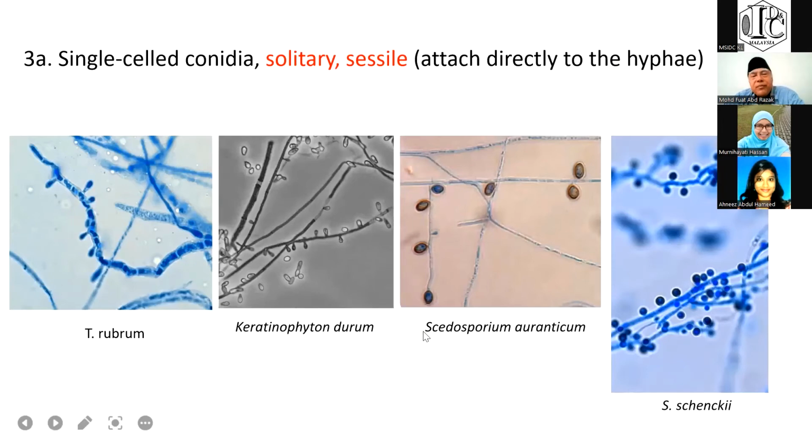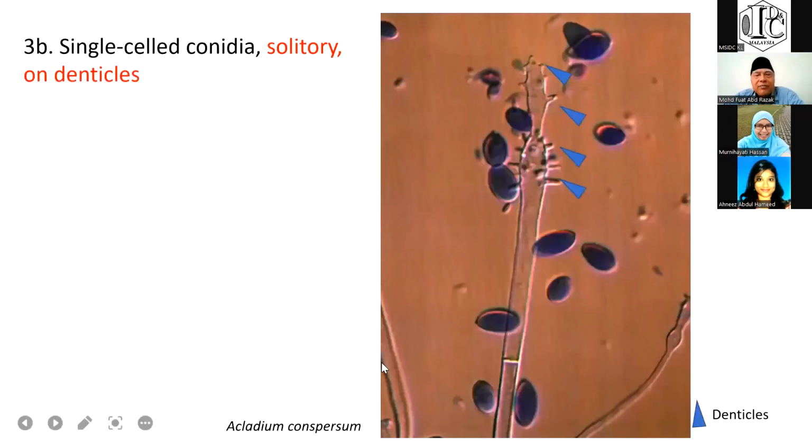Like in dermatophytes, Trichophyton, Scedosporium apiospermum, and Sporothrix schenckii. In Sporothrix schenckii, they produce daisy flower conidia at the tips of special hyphae, but there are also conidia formed alongside the hyphae. So these conidia are solitary and sessile.